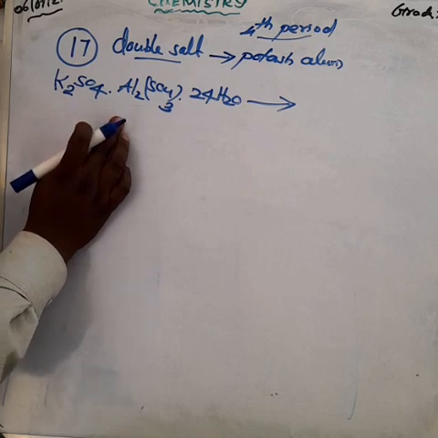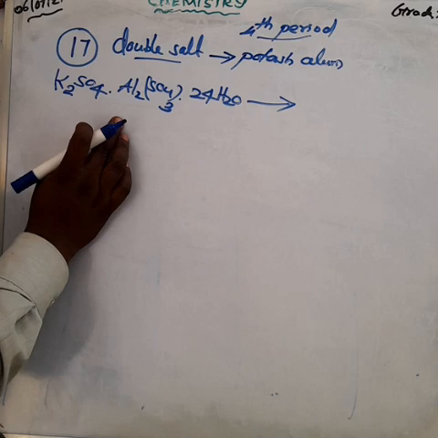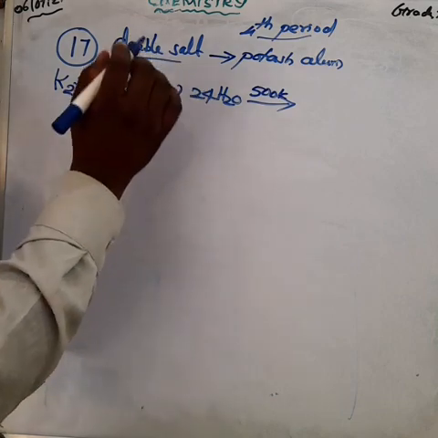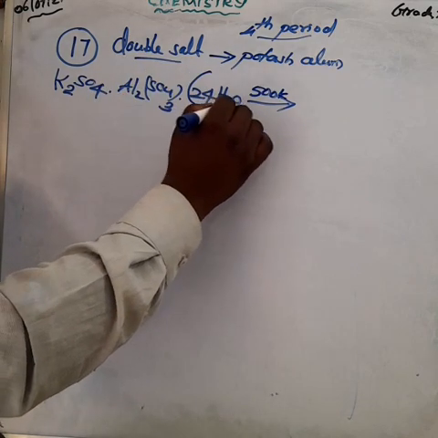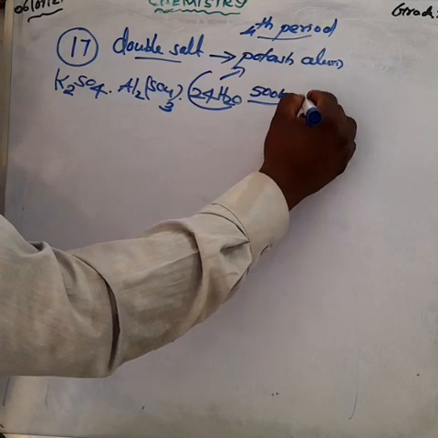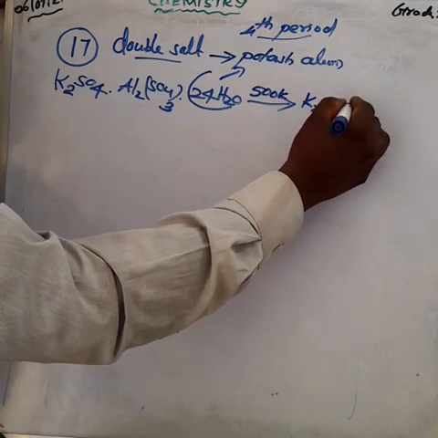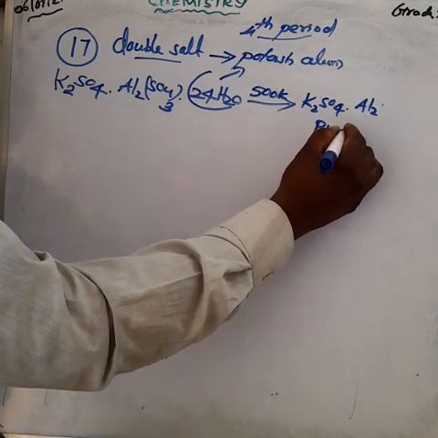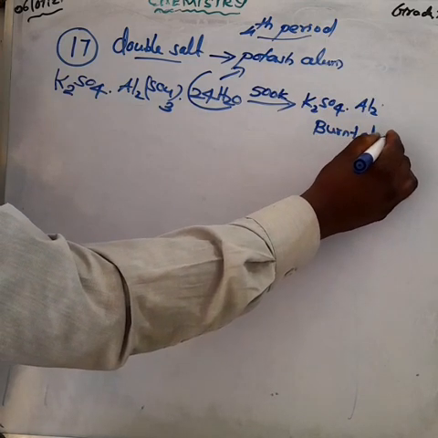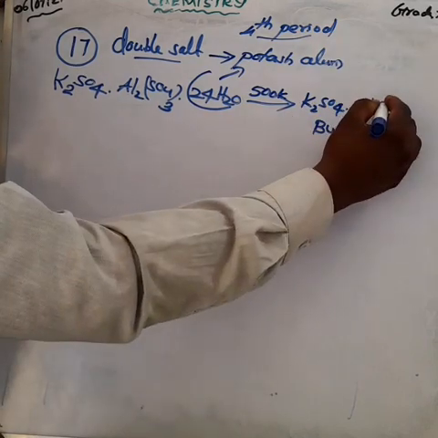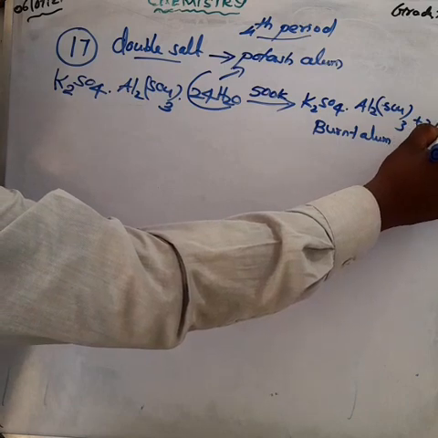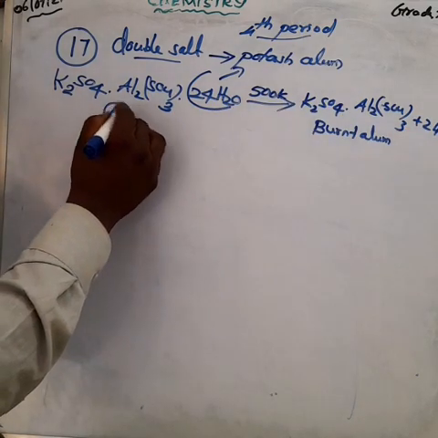Anyhow, this potash alum on heating at 500 Kelvin loses its 24 water molecules. So we get another alum called burnt alum. That is compound B. So compound A means potash alum, and compound B means burnt alum. Can you understand, my dear children?